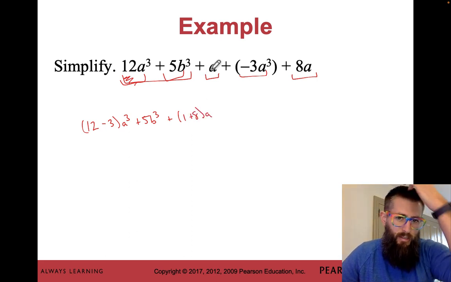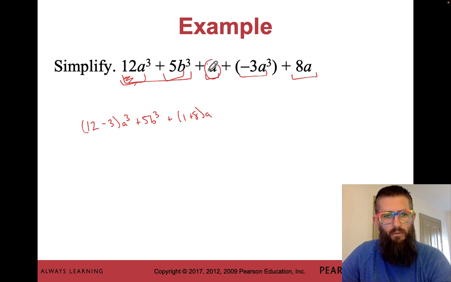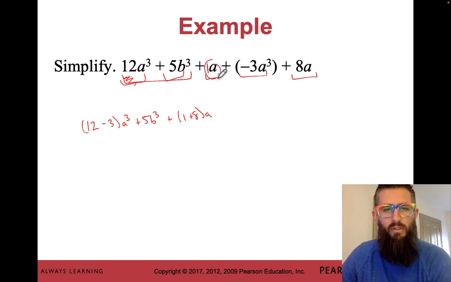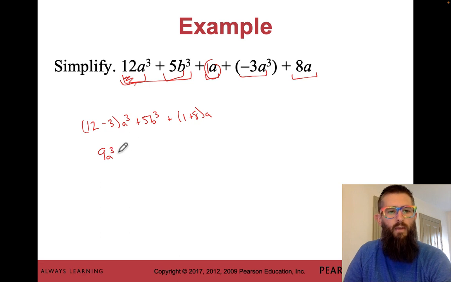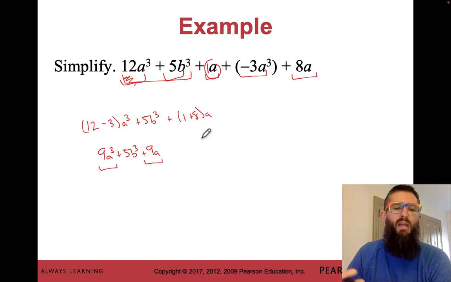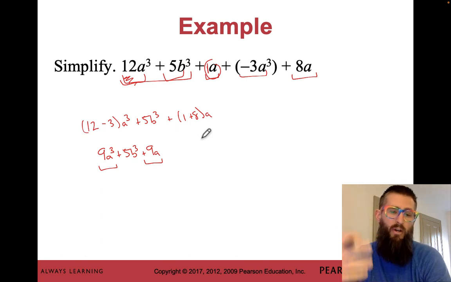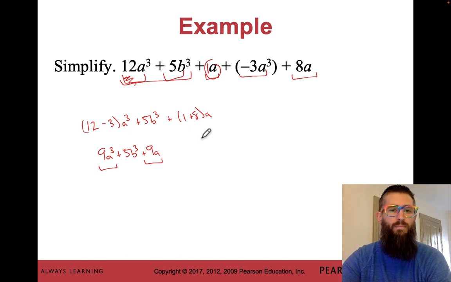You'll notice that this has an a just by itself, which tells us that there's an invisible coefficient of 1 there. So now that we've set up all our like terms, we've got 12 minus 3, which is going to result in 9a to the third power, plus 5b to the third power, plus 9a. And just be careful not to try to add these together to make them 18a to the fourth or something like that. We can't combine those because they don't have the same variable with the same exponent.